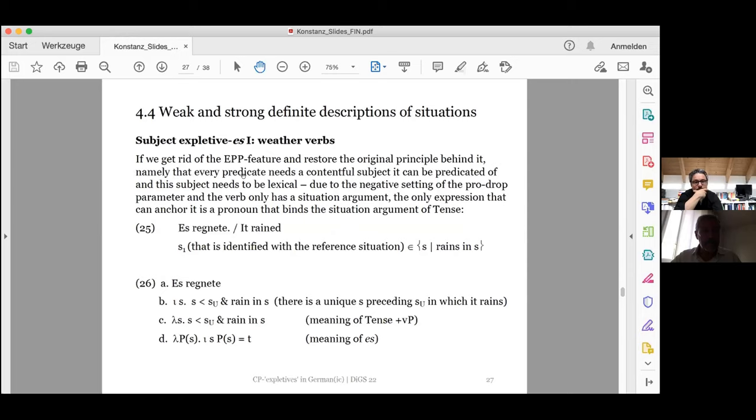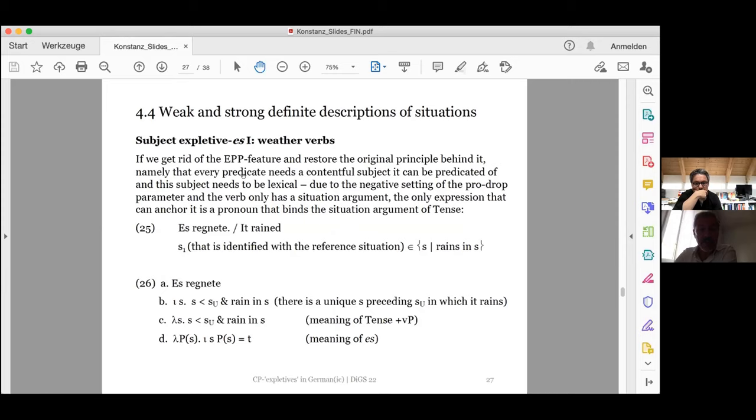So now what we're going to do with weather verbs, the so-called subject expletive. If we get rid of the EPP feature and restore the original principle behind it, namely that every predicate needs a contentful subject it can be predicated of, we have to say that raining in 25 has to be predicated of something. And the proposal is that it is predicated of the situation argument of tense, namely its reference situation. So it says the reference situation is an element of the situation in which it rains.